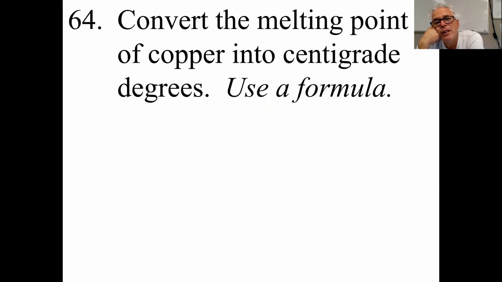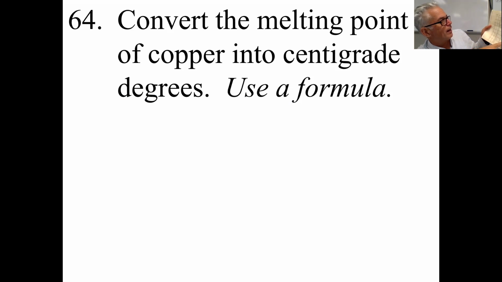Convert the melting point of copper into centigrade degrees. Use the formula. What formula are we going to use? K equals C plus 273. So you write the formula. K equals C plus 273. You go to Table S. Got it right here. Gotta have it handy.